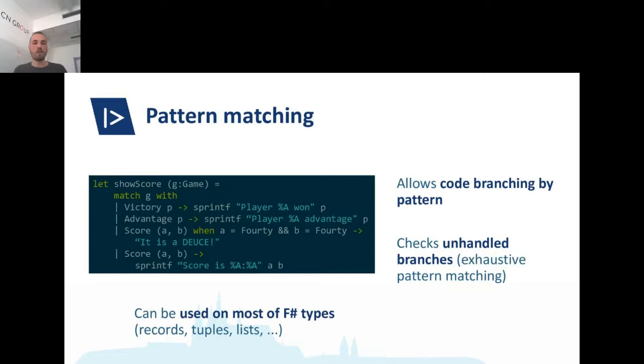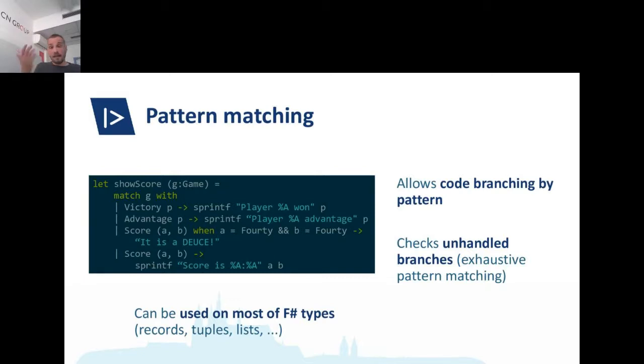So when there's a score A and B, and A is 40 and B is 40, then, because this is a special case in tennis, of course, where both players have 40-40, it's called a deuce. So we will just print on the LCD panel, it's a deuce. And when it's a score of A and B, but it's not deuce because it would otherwise be handled by the upper match case, then you just print the score, and that's it.